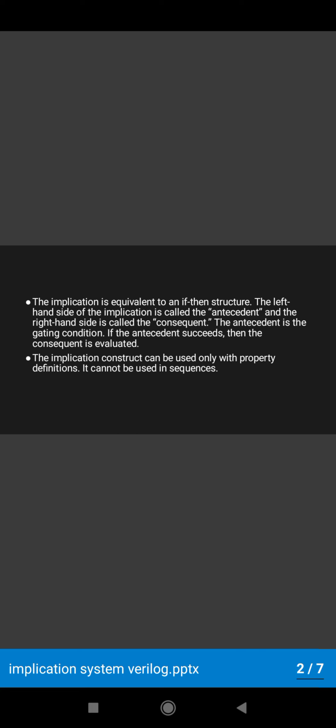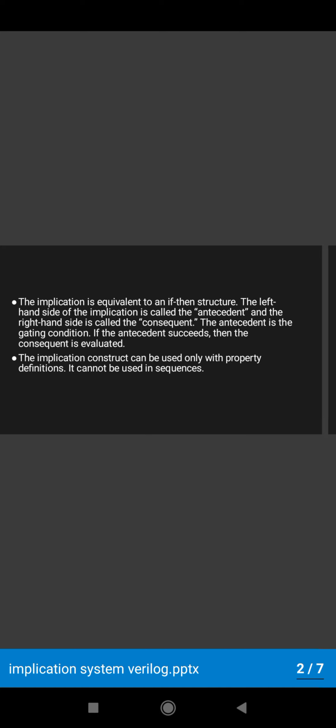The left hand side of the implication is called the antecedent and the right hand side is called the consequent. The antecedent is basically the gating condition. So if the antecedent succeeds, then only the consequent is evaluated. The implication construct can only be used with property definitions, so it cannot be used in sequences. This is the most important thing to remember: the implication construct can be used only for properties.